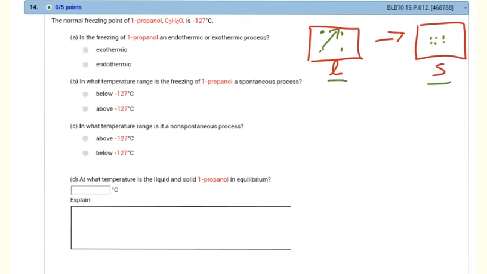And then lastly in part D, they want to know at what temperature is the liquid and solid at equilibrium. And so at equilibrium means you have a mixture of these two present all at the same time. And you remember that it's going back and forth and back and forth. So when do you think you have a mixture of those two?